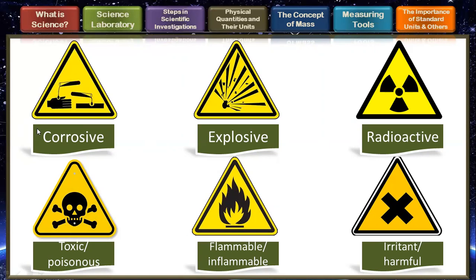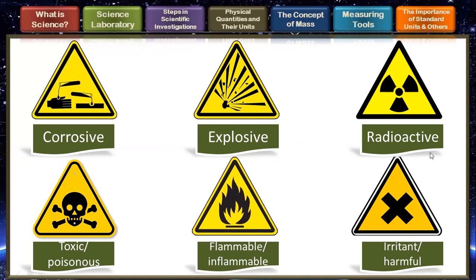And also for corrosive materials, they cause damage to the skin or eyes upon contact. That's why it's very important that if this happens, you should wash that specific part of your body so that you can remove the chemicals that you were in contact with. Here, the symbols that you can see are flammable and inflammable, and we also have the irritant or harmful materials, so be careful with them.